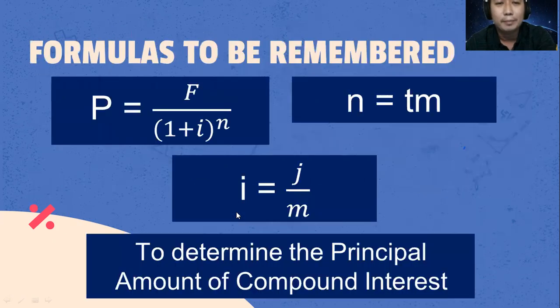4.75 years. So these are the formulas to be remembered. Principal amount is equal to the maturity value over the quantity of 1 plus i raised to n. In order for us to get the value of i, we are going to divide J, or the nominal interest rate, by the number of compounding per year. Then we have n, that is time multiplied by m.